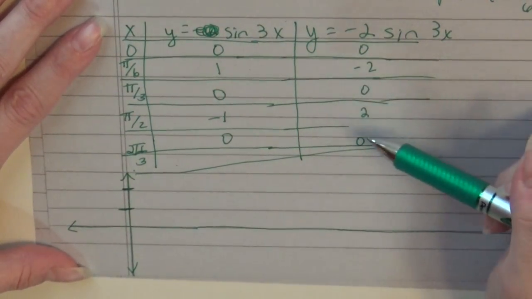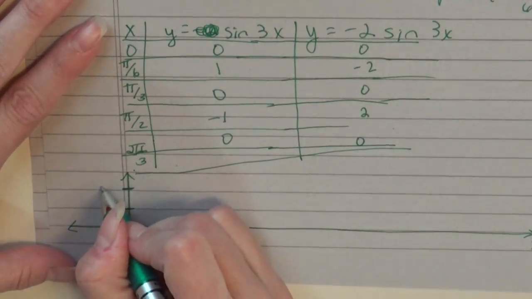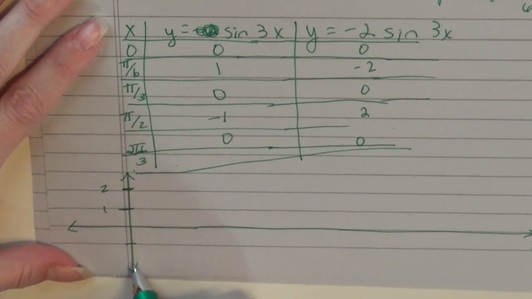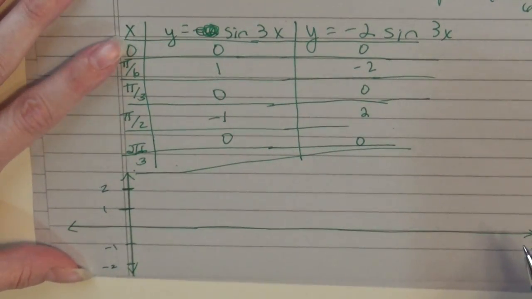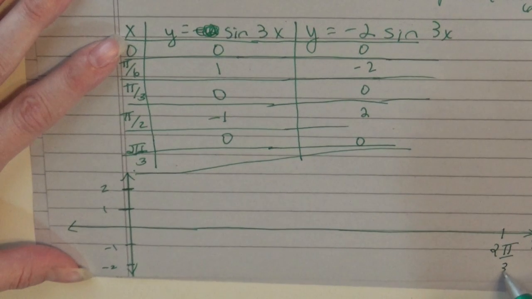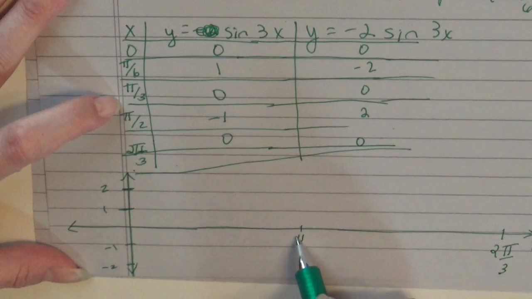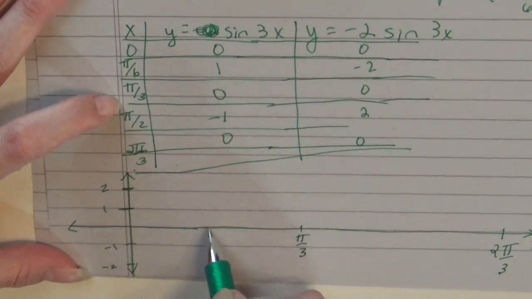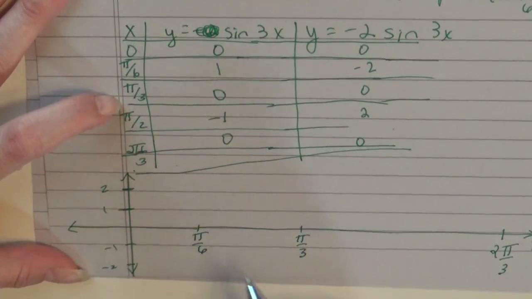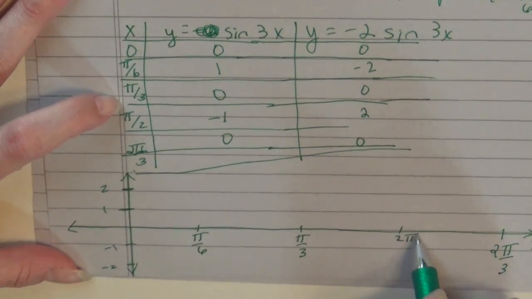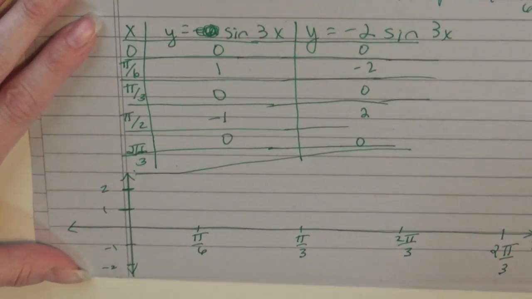So our y values are ranging from negative 2 to positive 2. So make sure you've got that much on your graph here. And then our x values are going from 0, and our largest x value was 2 pi over 3. So it'll be out here. And then halfway, the middle point was pi over 3. And then we also have pi over 6. And 2 pi over 3.